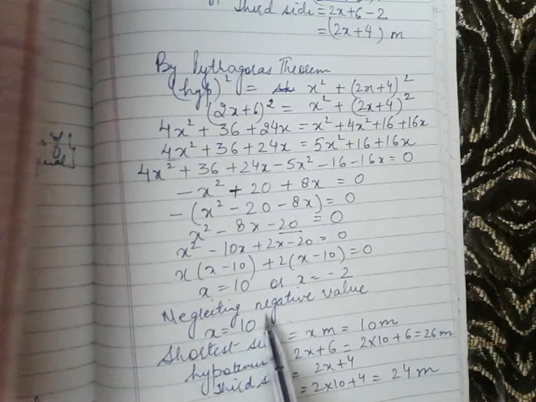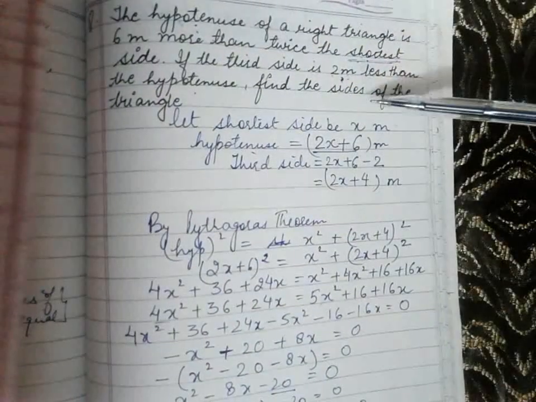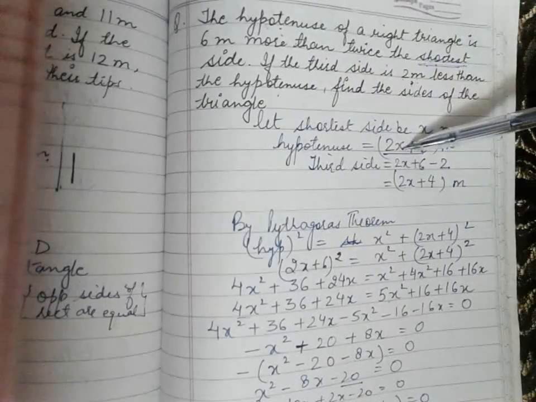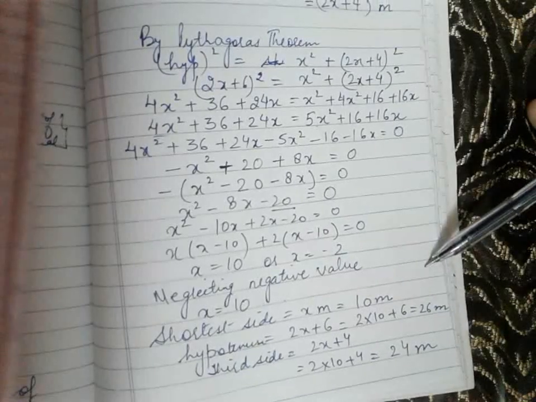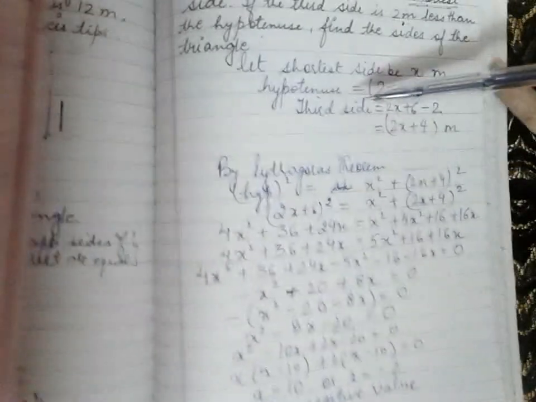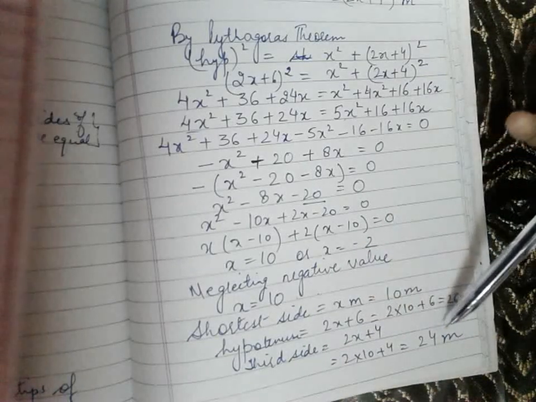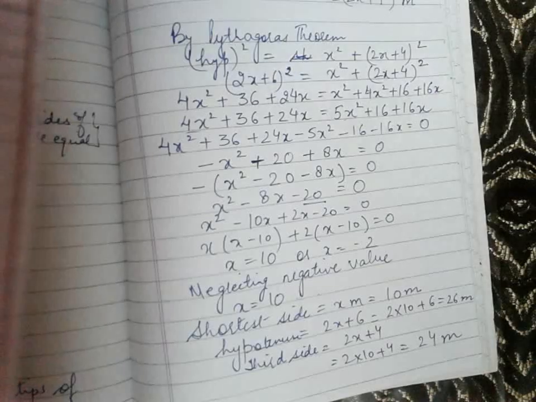Then we are supposed to find the sides. The shortest side is x meter, that is equal to 10 meter. Then the hypotenuse was 2x plus 6, that is equal to 2 into 10 plus 6, that is equal to 26 meter. And the third side was 2x plus 4, that is equal to 2 into 10 plus 4, that is equal to 24 meter. We have found all the sides by finding a relation between the three sides by Pythagoras theorem.